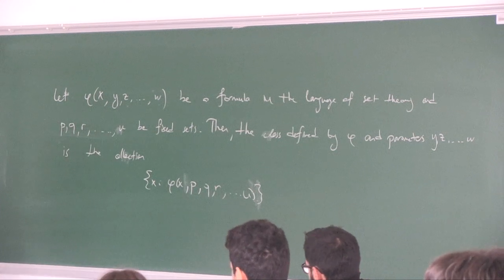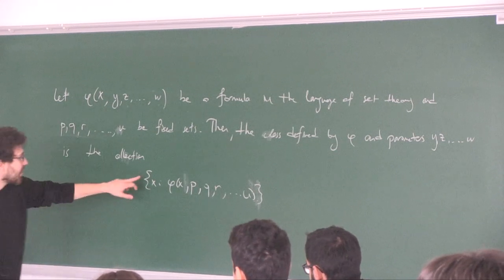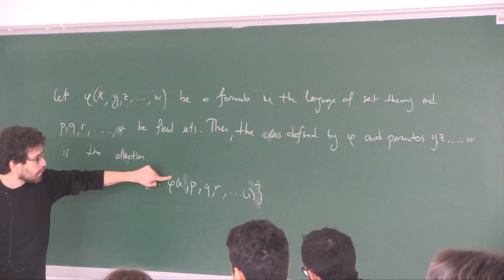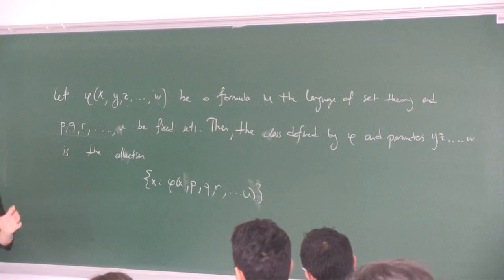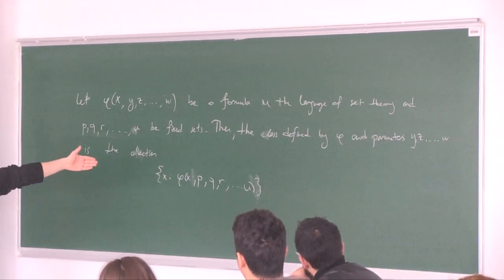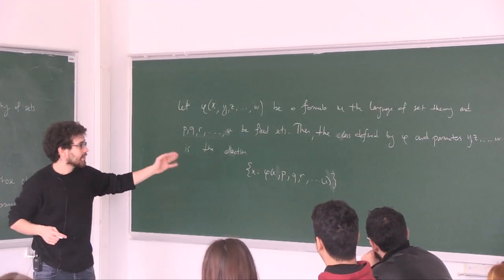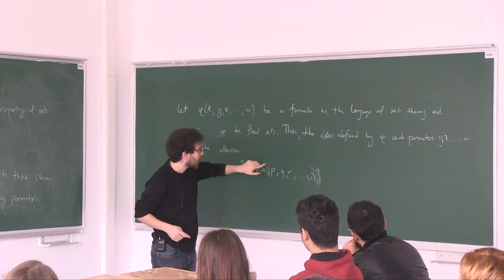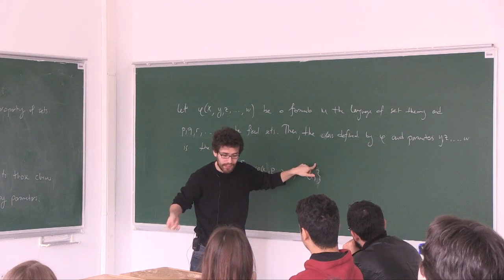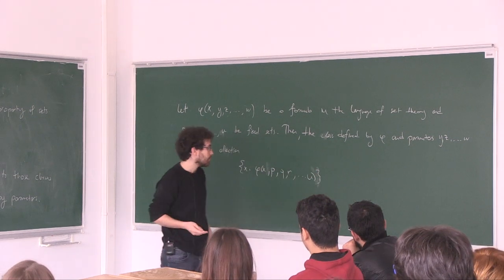It's just like this, except I allow parameters. While defining this class, I not only use this formula, but I also use some sets. These are my parameters, OK? So for us, the most general definition of class would be this. A class is a collection which is defined by some formula and possibly with some parameters, okay?